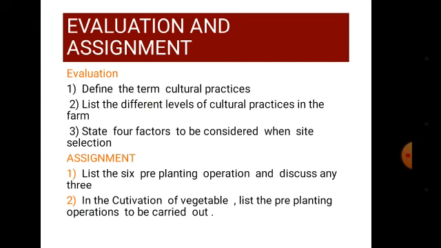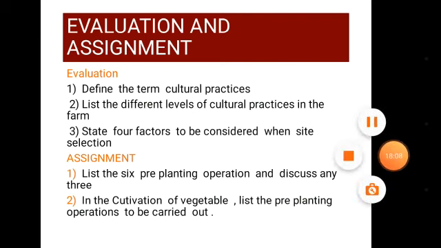Assignment. 1. List the four planting operations and discuss any three. 2. In the cultivation of vegetables, list pre-planting operations to be carried out. Remember that we have listed most planting operations, their advantages, and the reasons why we need to carry them out. Now, if you are to plant a vegetable such as garden egg, list the pre-planting operations which are to be carried out before these activities are done.